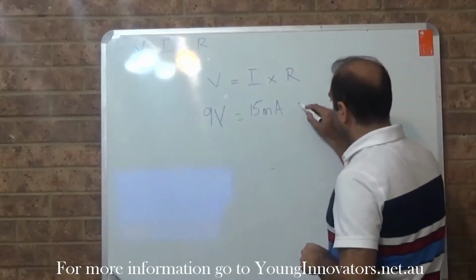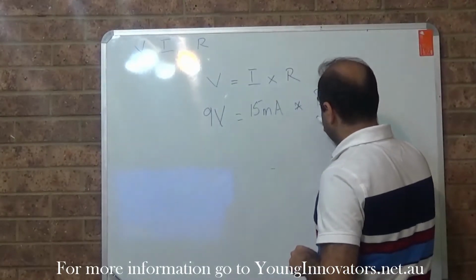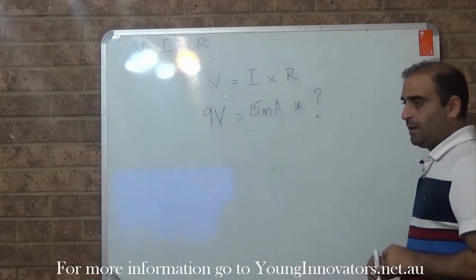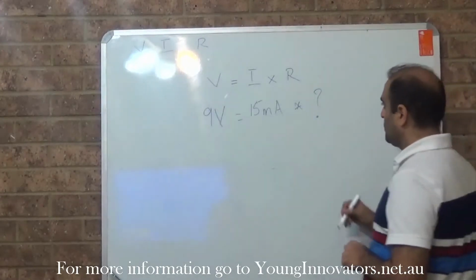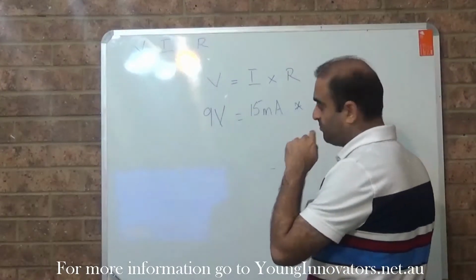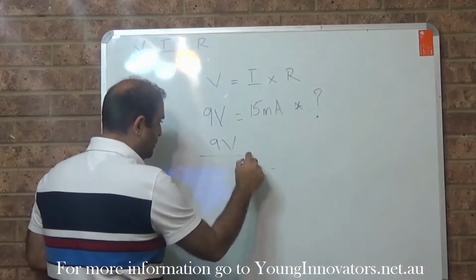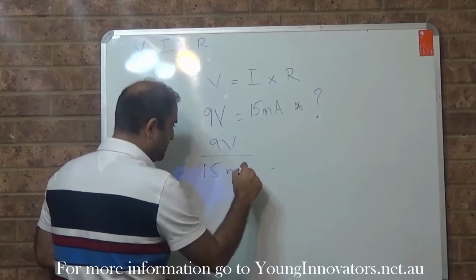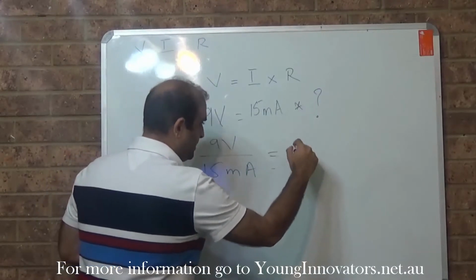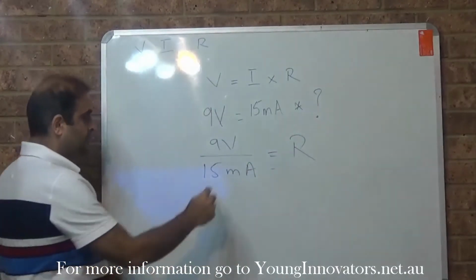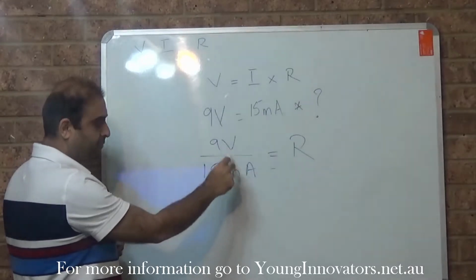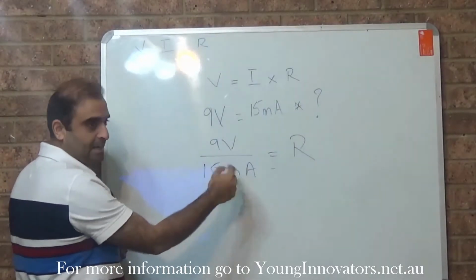And now we need to find out what is the resistance. How do you guys find that out? 9 over 15. Correct. So 9 volts divided by 15 milliamps, simple algebra, is equal to the resistance. But because this is not a millivolt, that's a volt, we need to convert this milliamp into amp.